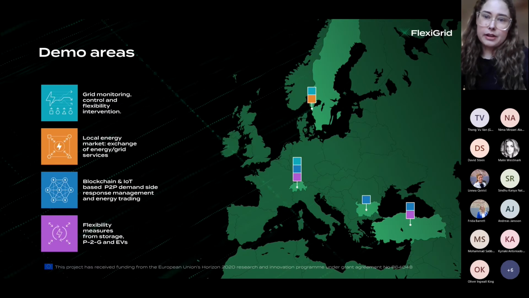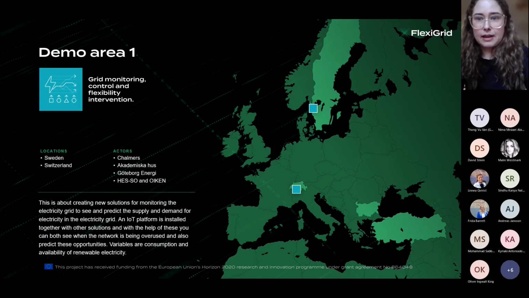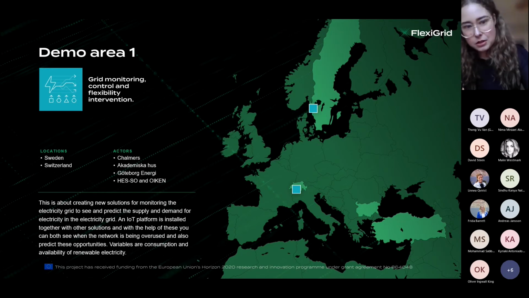So the FlexiGrid demo areas are located in 4 different countries, being Sweden, Switzerland, Bulgaria, and Turkey. Each have different focuses, such as grid monitoring, local markets, blockchain solutions, and electric vehicles. In Sweden and Switzerland, one of the focuses is grid monitoring, control, and flexibility intervention. This means creating new solutions for monitoring the electricity grid in order to see and predict the supply and demand for electricity. Using an IoT platform together with other solutions, it's possible to see when the network is being overused and predict potential opportunity arising from this.